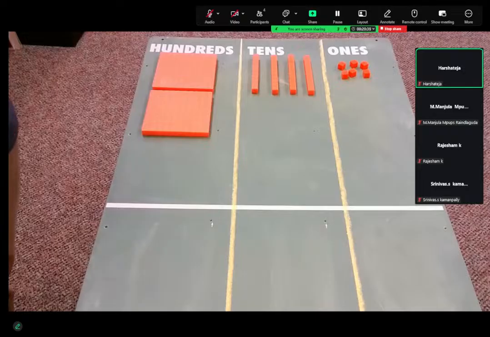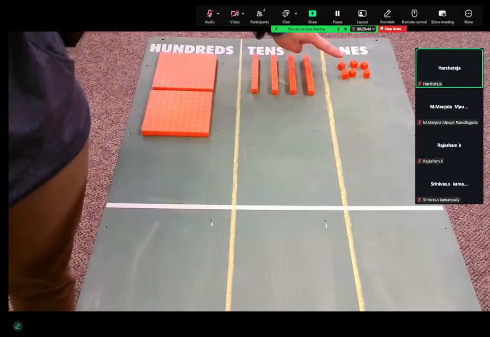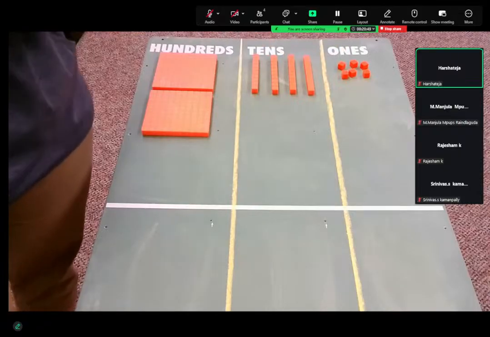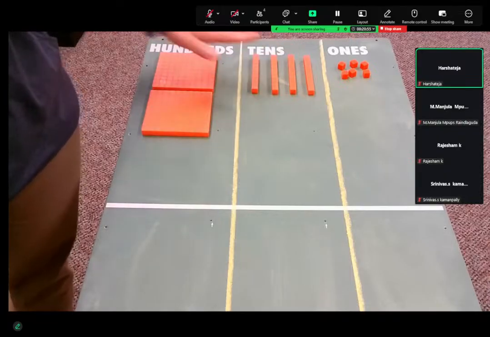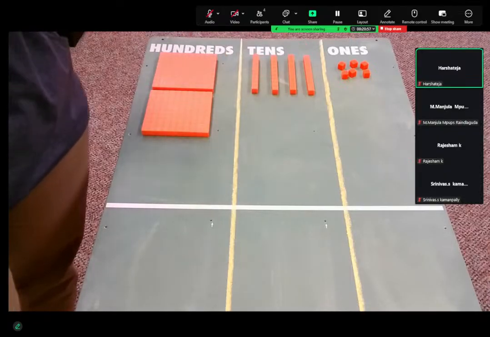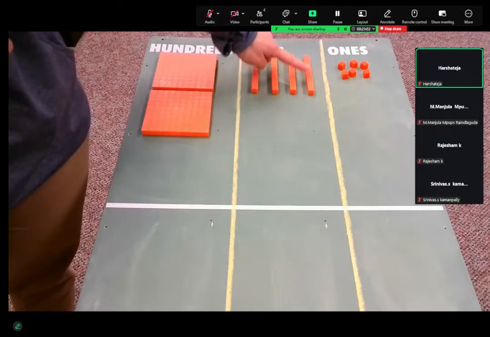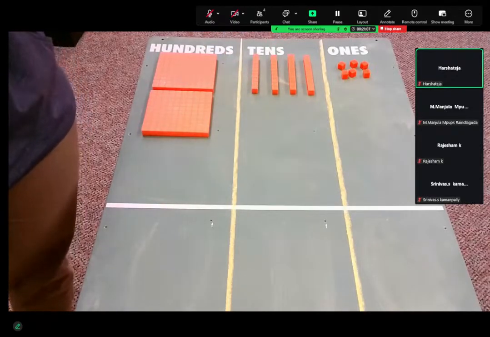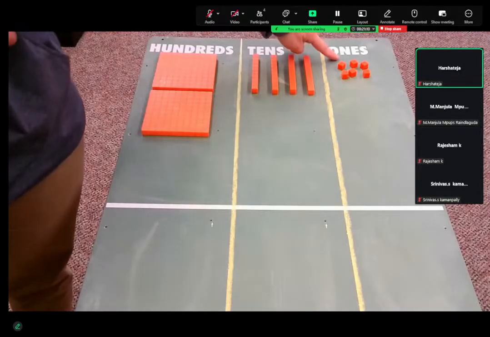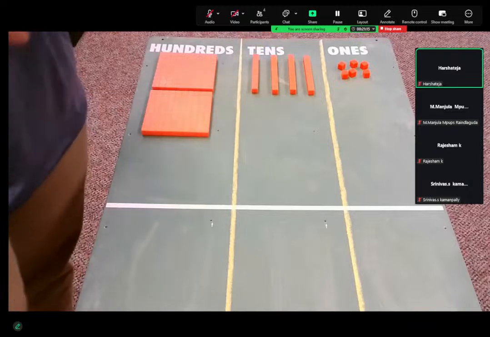So let's talk about each block we have. The first one we have are our ones blocks. It's just this little cube-like block that we're going to count by ones. Then we give it a bump up. It changes into a tens block. To create a tens block, you need 10 of these little ones to create that 10 stick. However, your counting will change as well, from ones to skip counting by tens.